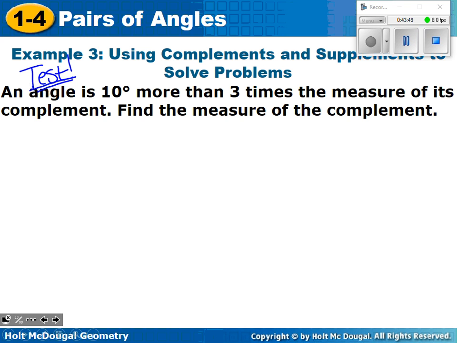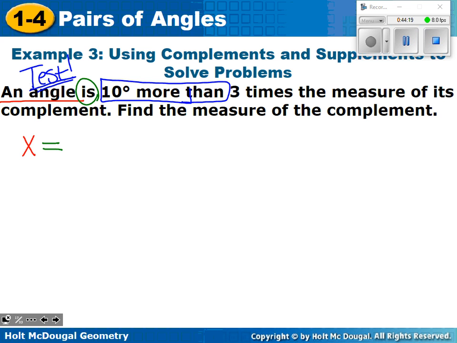An angle. Do we know what the angle is? No. So what did you use in algebra when you didn't know a value of something? X. So an angle, we're going to call it X. Is. What do you use in math for the word is? Equals. So X equals 10 degrees more than 3 times the complement. So 10 degrees more than. What does that mean we're going to do? Oops. We're going to add 10, right?